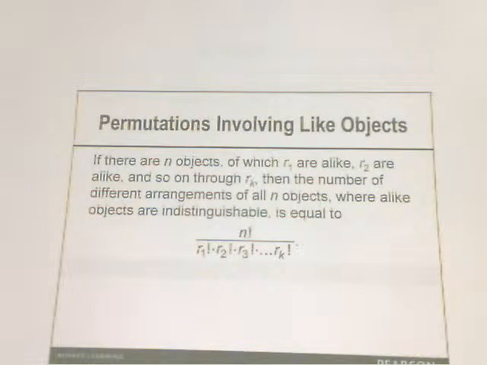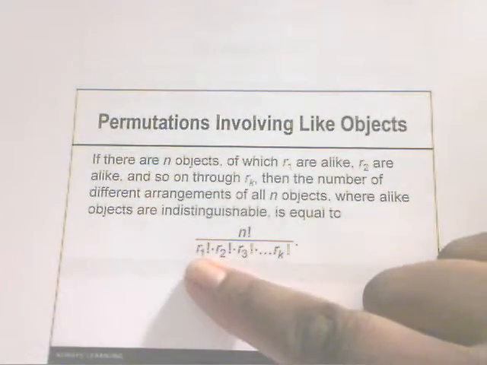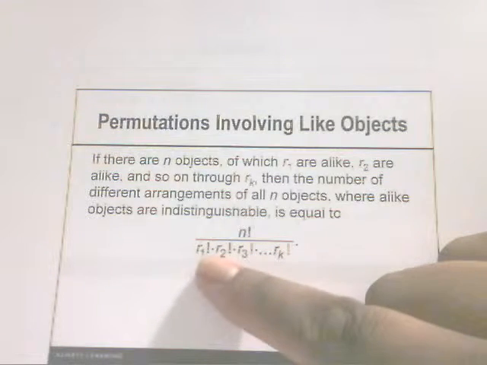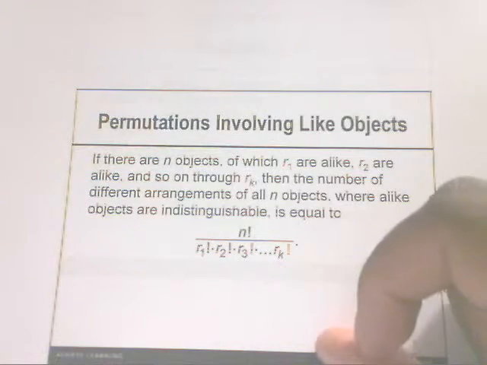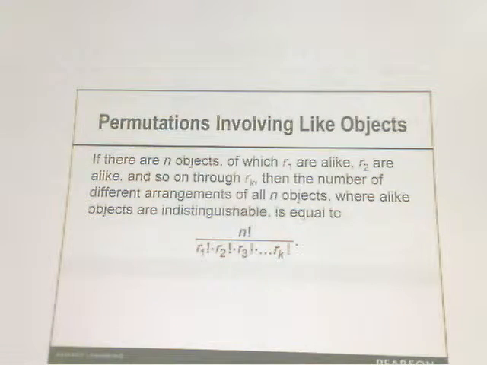All right, next we'll look at permutations that involve like objects. If there are n objects of which r1 are alike, r2 are alike, and so on through r sub k, then the number of different arrangements of all n objects, where alike objects are indistinguishable, is going to be equal to this: n factorial divided by the product of r1 factorial, r2 factorial, r3 factorial, and so on all the way up to r sub k factorial.